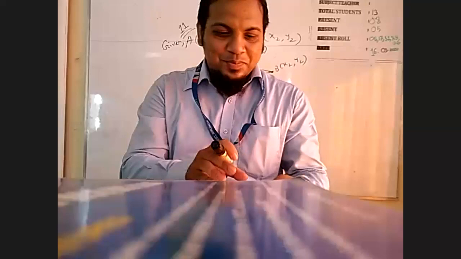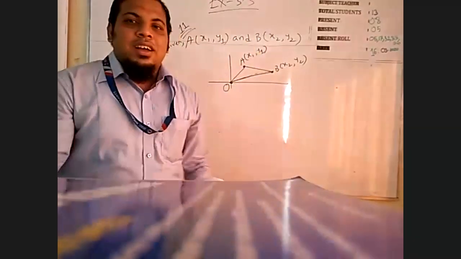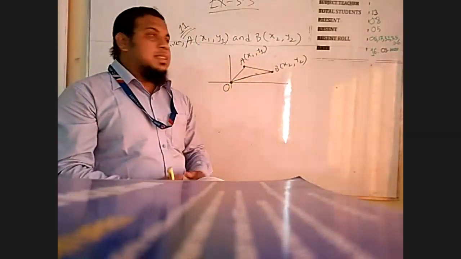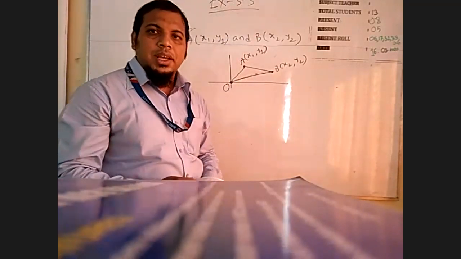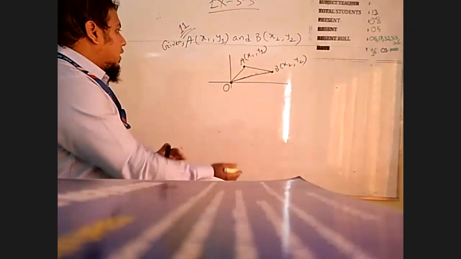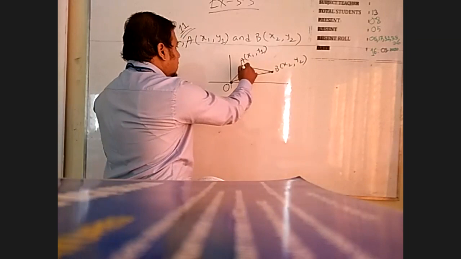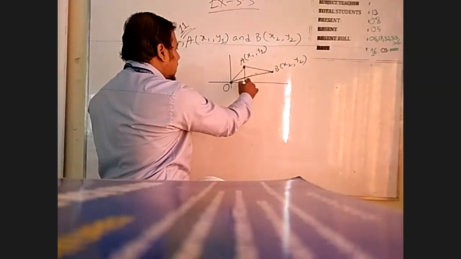Okay. Anyway, we have to prove that the area of triangle OAB is half of x1 y2 minus x2 y1. We have to prove it by first principle, and for using the first principle, we have to do one thing.